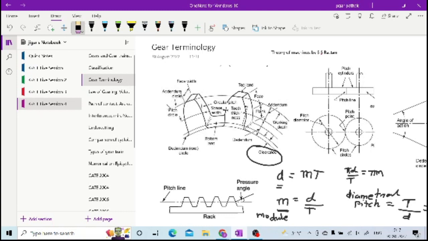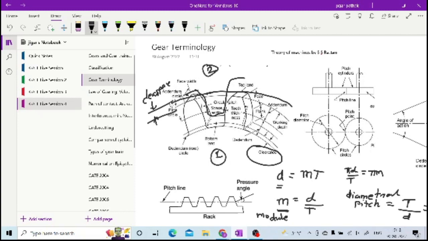See, if you have another gear in mesh with this particular gear, then you must have some clearance between them. This must be the clearance. From here you will have the dedendum, and the teeth of gear 2 will be there, and you can consider this as gear 1.